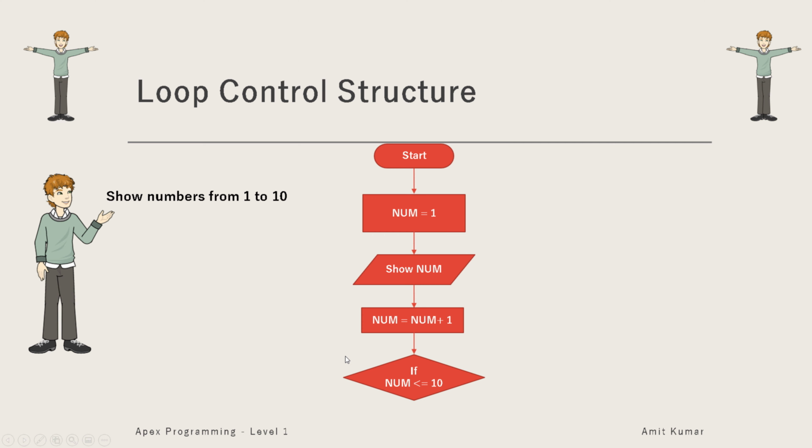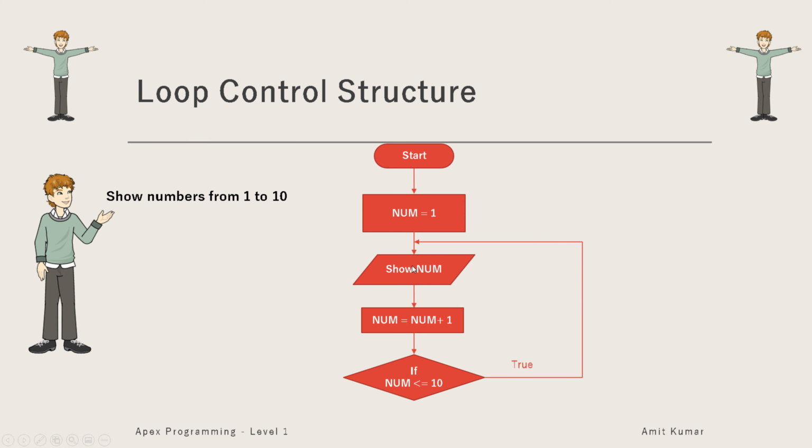Why we are checking it? Because we have to print up to 10 only. So the condition depends on the ending point. If this condition is true, we will get back and we will show the number again. This time it's 2. We will show 2 over here and add 1 to the current value. The current value is 2, so 2 plus 1 is 3 and the new value of num is 3. Again the condition will remain true and it will print the value, add the value, and this process will go on until the current value of num becomes 10.